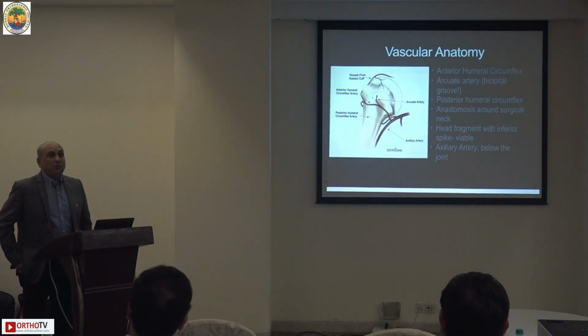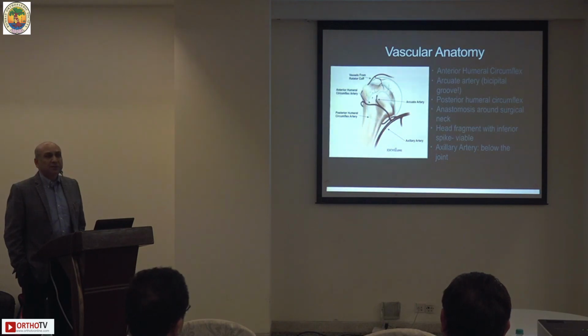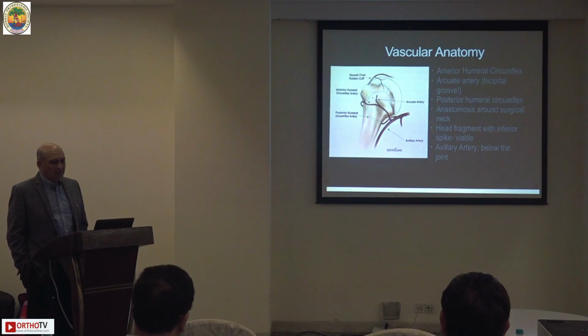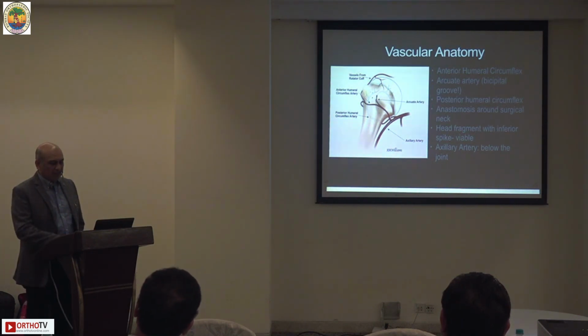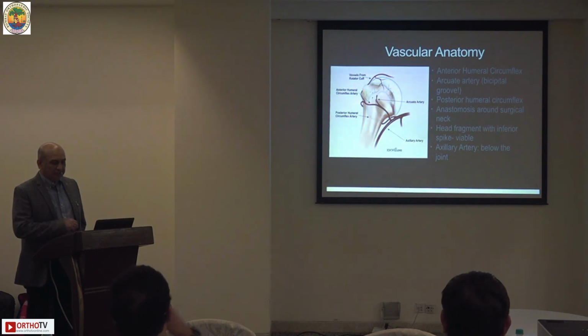Vascular anatomy is very important to know in proximal humeral fractures, especially the complex ones, because in multifragmentary fractures, you have got the problem of avascular necrosis of the humeral head. So there is an anterior humeral circumflex artery. There is an arcuate artery which goes through the bicipital groove. There is a posterior circumflex humeral artery, and those form an anastomosis around the surgical neck. So if there is an inferior spike attached to the head fragment, probably the head is viable and you might get away with the fixation.